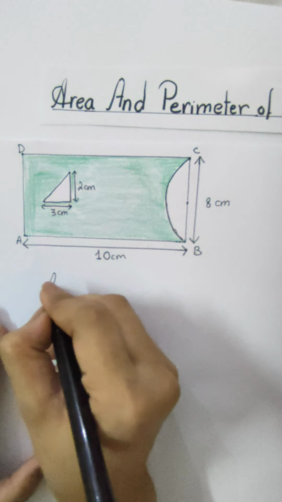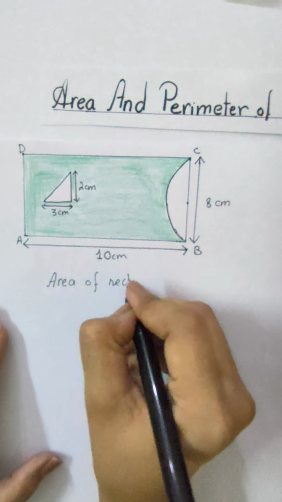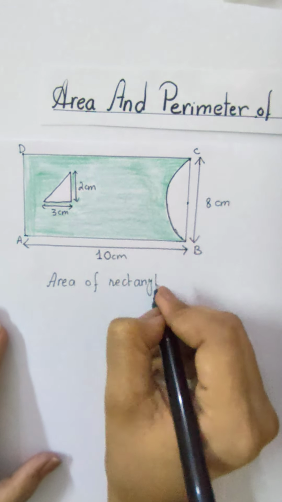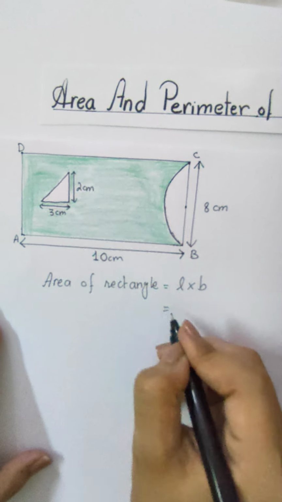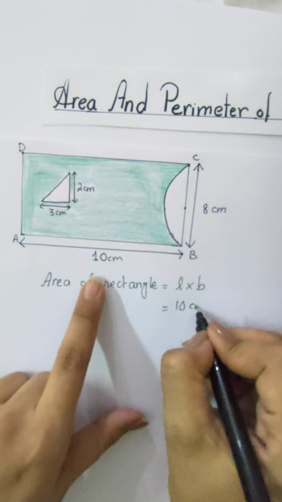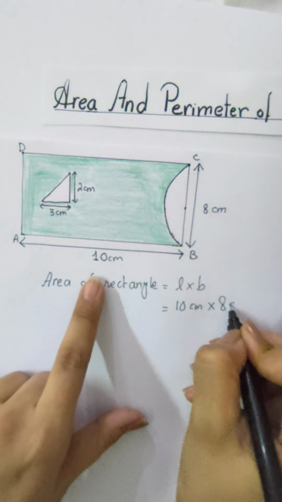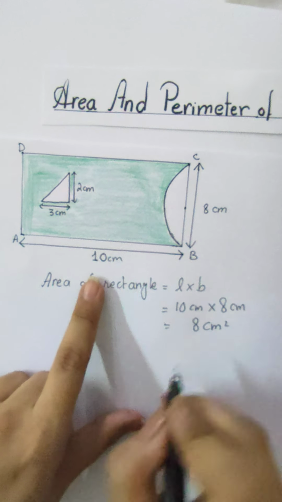First I will find the area of the rectangle. The area of a rectangle is L cross B, and the length is 10 centimeter multiplied by 8 centimeter. The answer is 80 centimeter square.